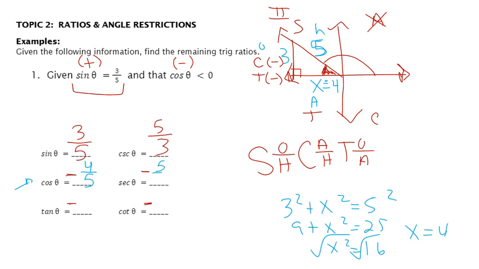And this will be 5/4. And then tangent would be 3/4, but it's actually a negative 3/4, right? And then this would be negative 4/3. And that would be your final answer.